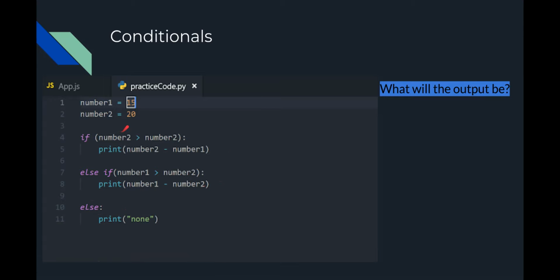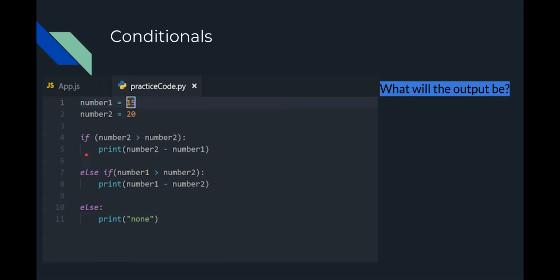If the number 2 is greater than the number 2, then print the number 2 minus the number 1. So it's basically asking whether this statement is true. And since we can see that that is not the case, then it will declare it as false. And the computer will simply move on to the next thing without printing out the number 2 minus the number 1. So when we move on, it's asking else if.